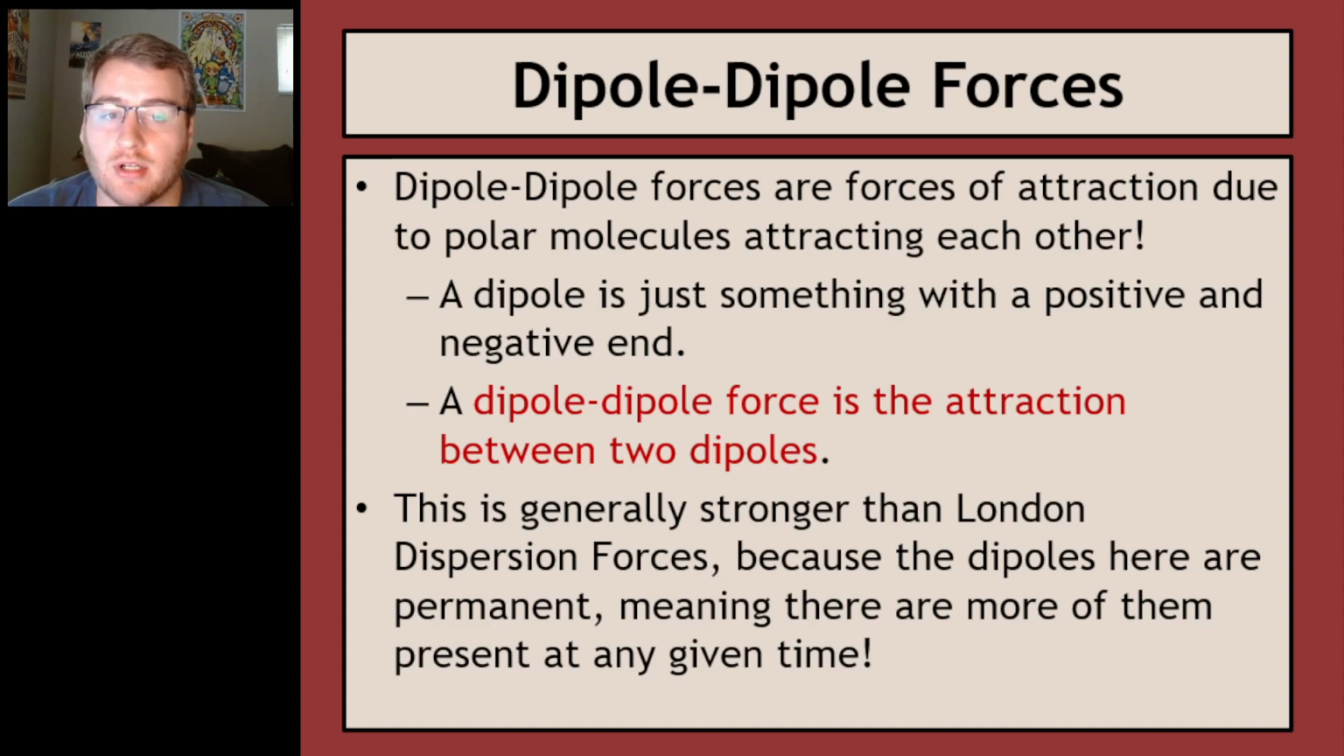This is now generally stronger than London dispersion forces because these dipoles are permanent. You have a permanent positive and negative end. Right? They're not just happening due to random positions of electrons sometimes. And that's what makes them stronger, is that these are permanent forces that are always at play.